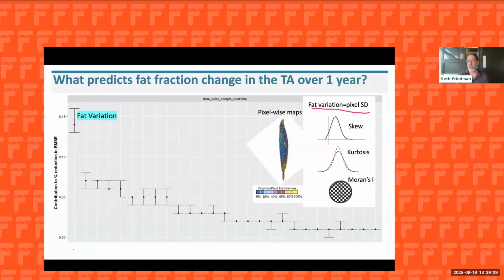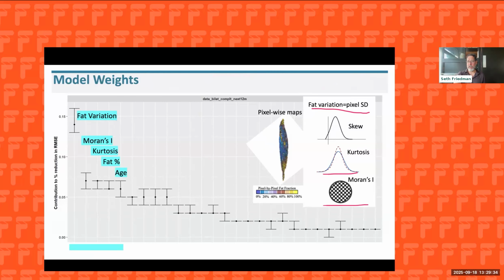This is a similar SHAP plot, but it's displayed in a different way. What came out of this model is that the most predictive feature to predict fat progression over 1 year in the tibialis anterior is really the pixel variation. So this fat variation pattern. And you see here, there's a stepped waterfall progression, and I'll walk through those very quickly. The next batch of these really are similar pattern variables.